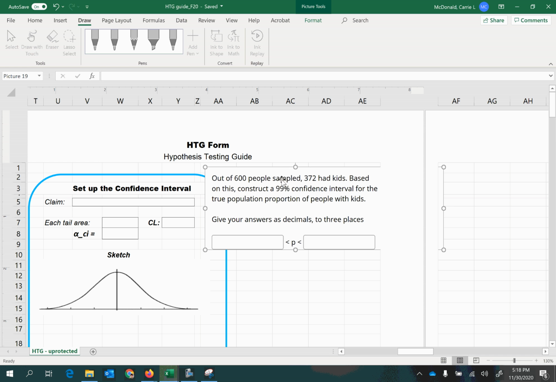Out of 600 people sampled, 372 had kids. Based on this, construct a 99% confidence interval for the true population proportion of people with kids. Okay, so here's the scenario.